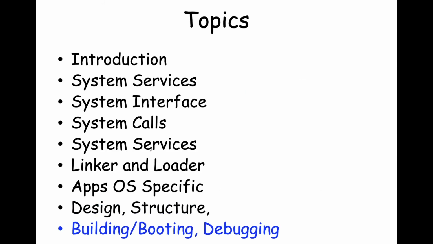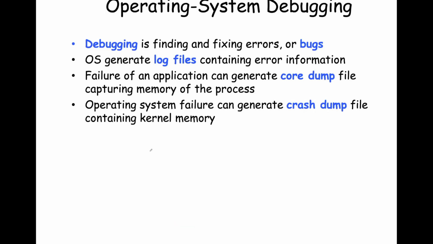And so let's take a look, lastly, at building, booting, and debugging. So debugging is really, really important in operating system design. Oftentimes, things will go wrong, not necessarily a crash, but things will go awry in the course of running your operating system. And so debugging, of course, is the finding and fixing of errors or bugs. And operating systems often generate log files.